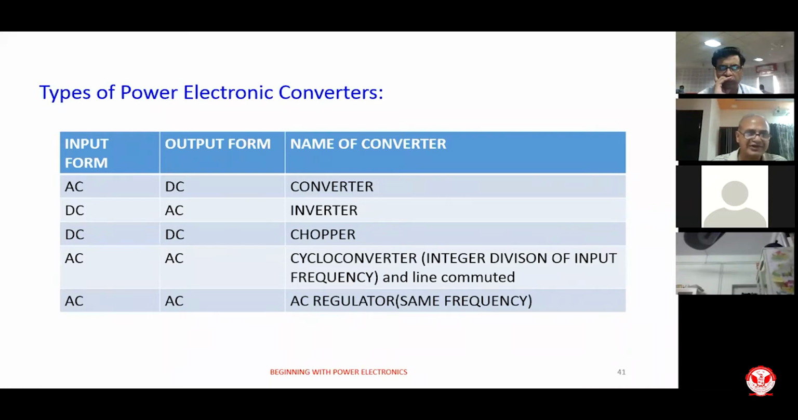Then the last one is AC to AC, and the output frequency is the same as the input frequency. Such converters are called AC regulators.